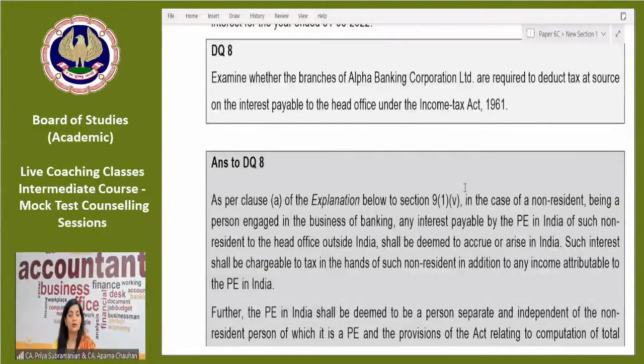So first of all, any interest payable by the PE. What is the PE? The PE is a branch. A branch is a fixed base in India.